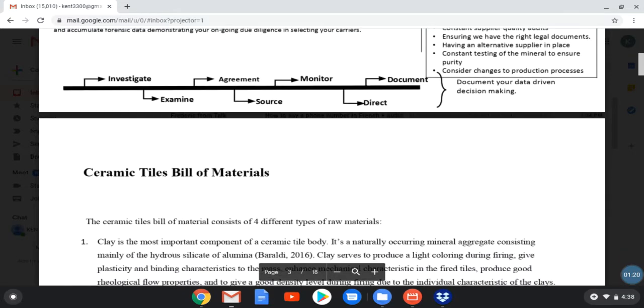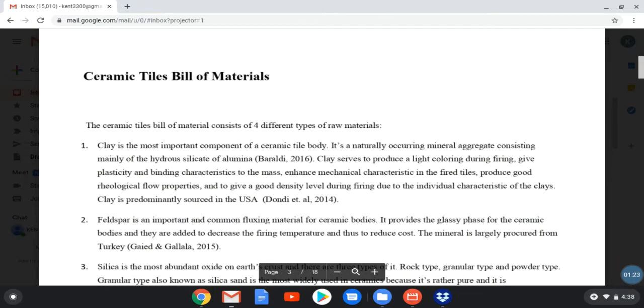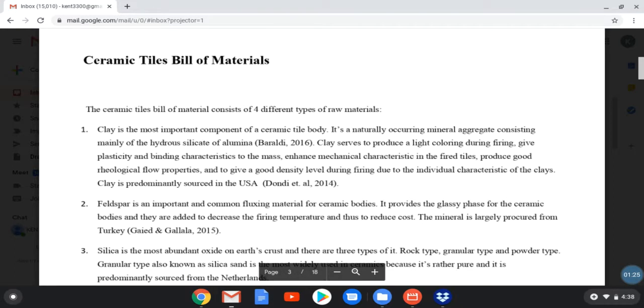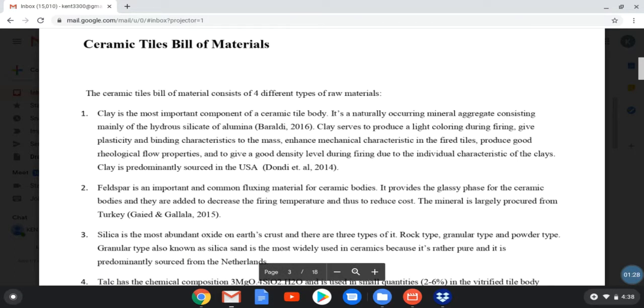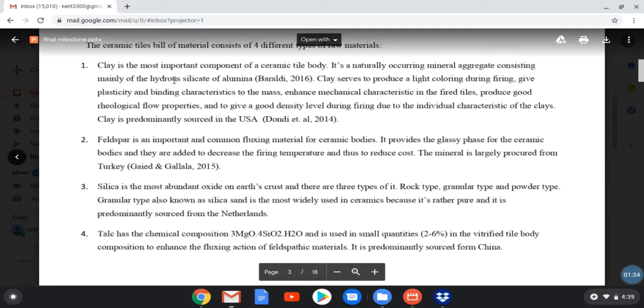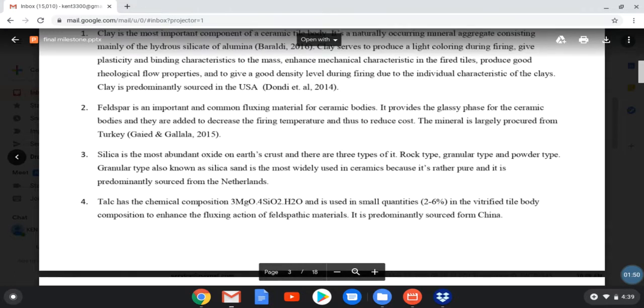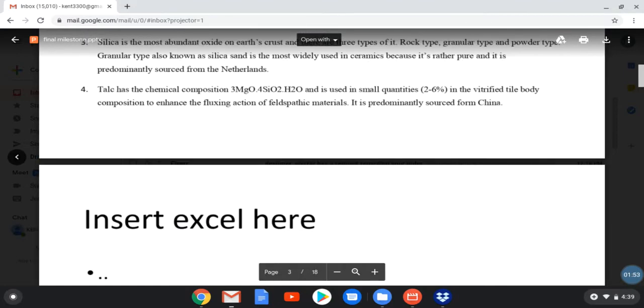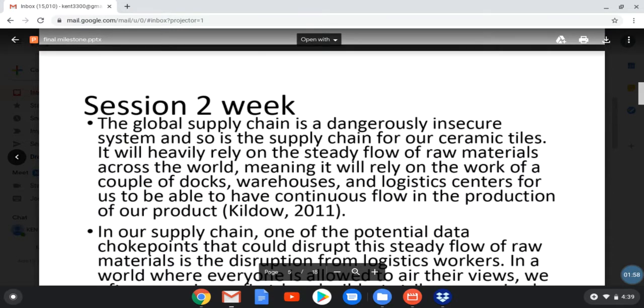the ceramic tile bill of materials. As you can see, the ceramic tile bill of materials consists of 4 different types of raw materials. Clay being the most popular one, an important component of the ceramic tile body. And the others here, as you can see.